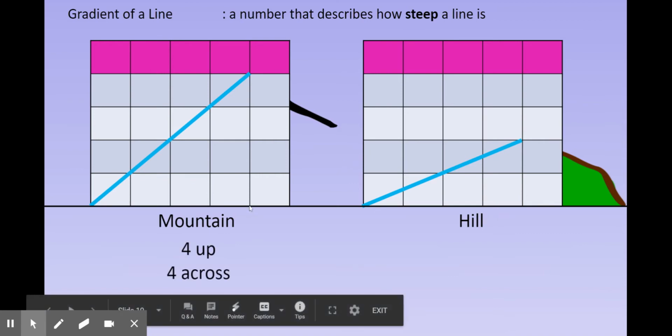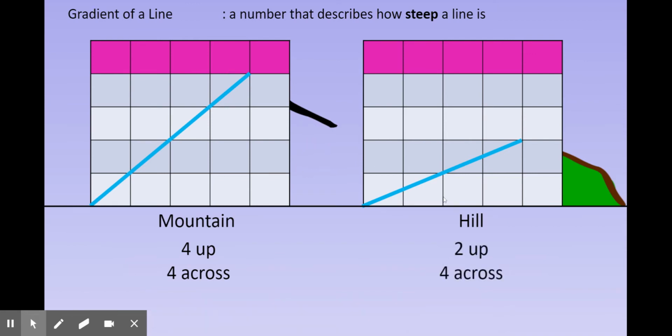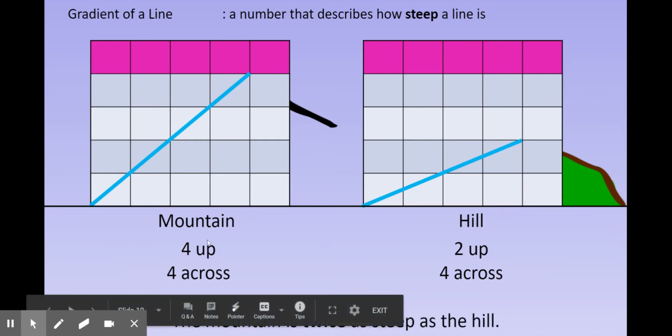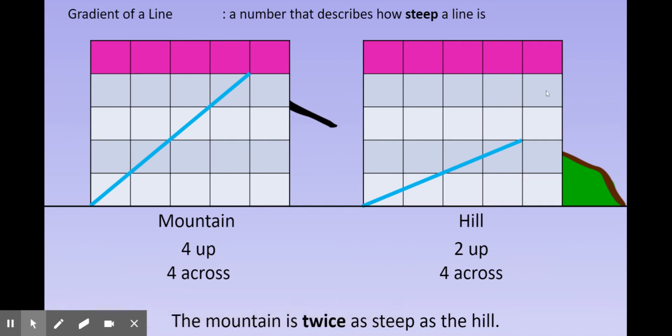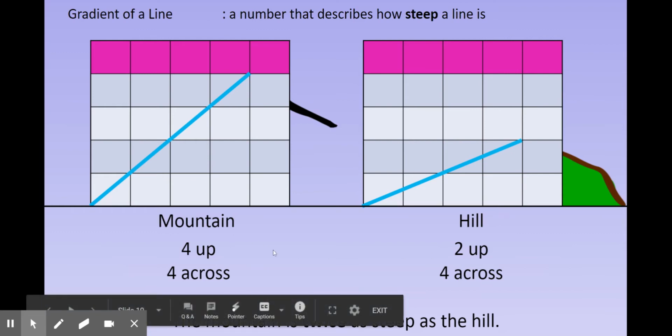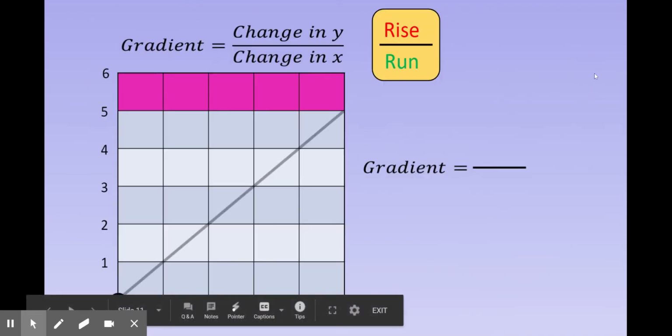This mountain is 4 up and 4 across. For this hill, it's 2 up and 4 across. And those are the movements that will take you from one end of the line to the other end of the line. So the mountain is twice as steep as the hill, because it's 4 across, 4 up, whereas the hill is 2 up for every 4 squares across.